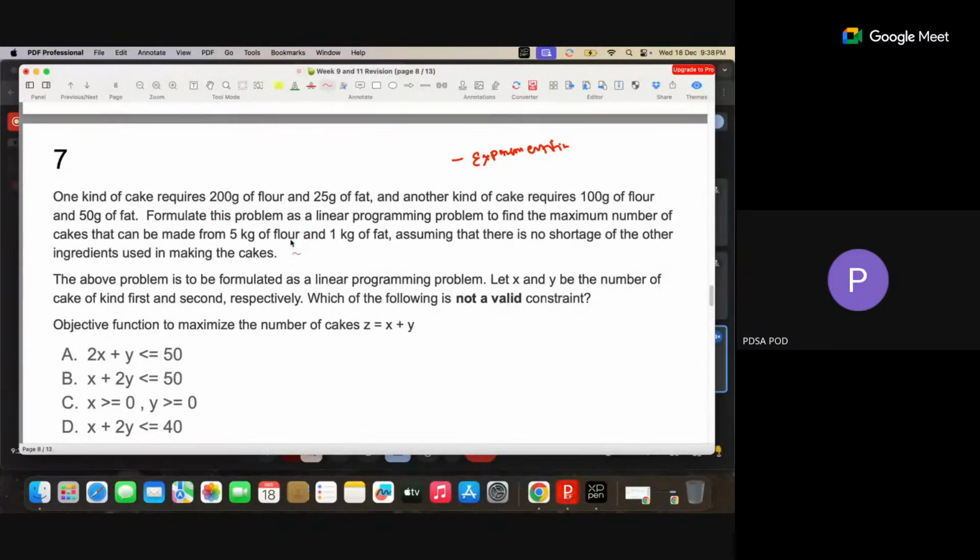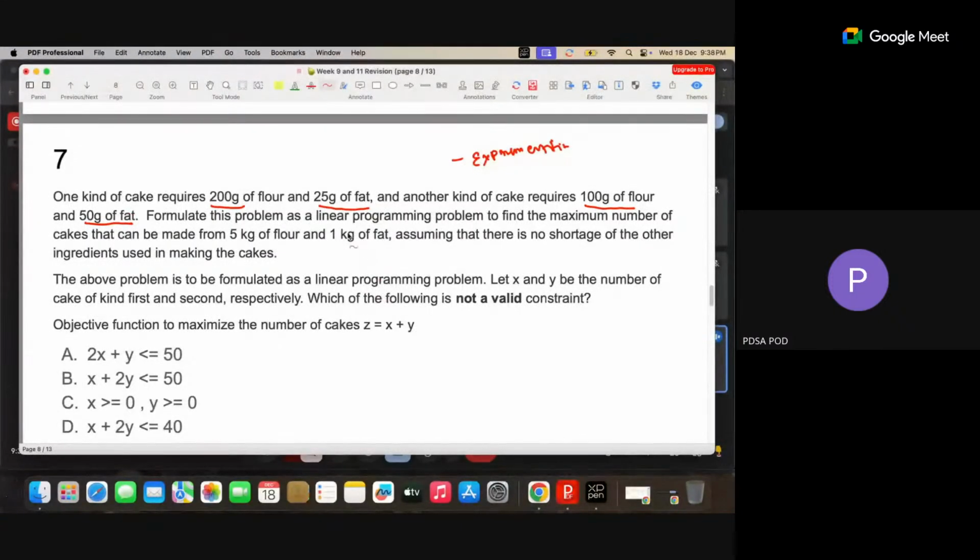There are 2 kinds of cakes. The first kind of cake requires 200 grams of flour and 25 grams of fat. The second kind of cake requires 100 grams of flour and 50 grams of fat. So that is 2 varieties of cakes.